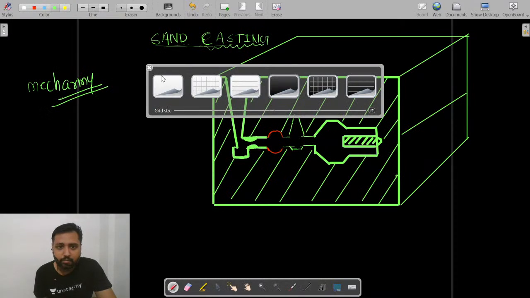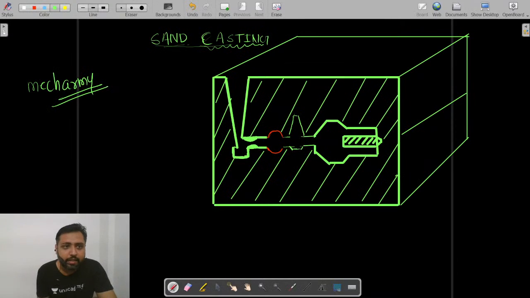Let me keep the background black itself. Now, here there is something like this funnel-shaped cavity which will be placed over this. Something like this will be there.